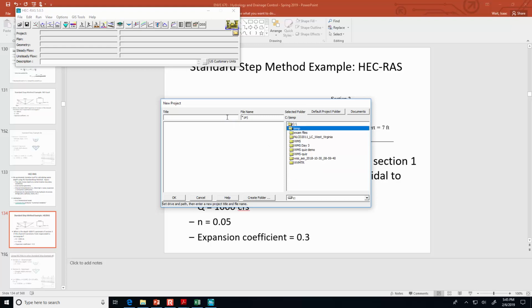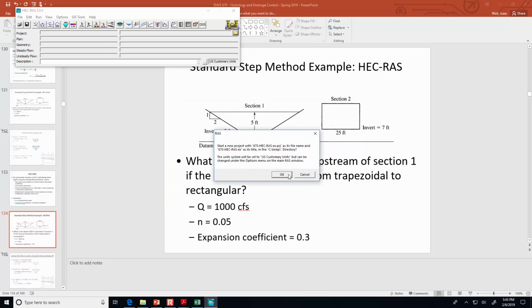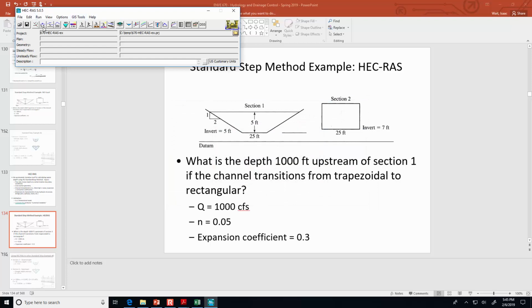So I'm going to call this 670 HEC-RAS example. And you'll notice that it's also giving that a .prj extension. That means it's a project file. So we're creating a new project, click OK, OK, and then you can see here in the directory that we have the project name and the project file that we're going to be creating. So feel free to interrupt me at any time if there's an error or if you need to clarify. Otherwise, I'm just going to continue.